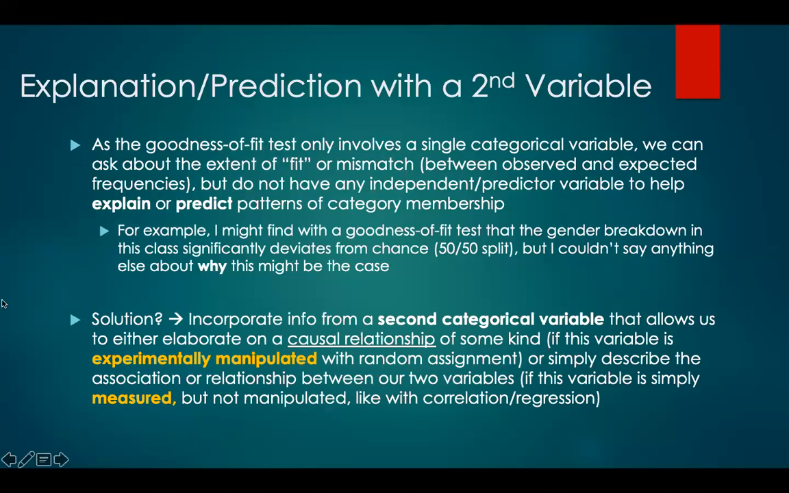Now, the solution is to incorporate info from a second categorical variable that allows us to either elaborate on a causal relationship of some kind, if this variable is experimentally manipulated with random assignment, or simply describe the association or relationship between our two variables, if this variable is simply measured but not manipulated, like with correlation or regression.